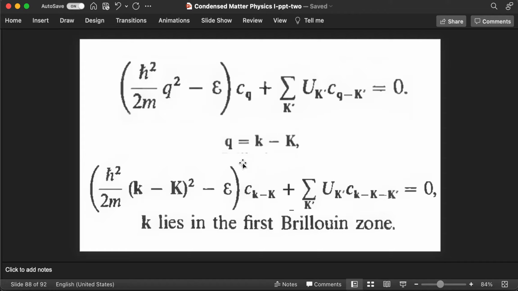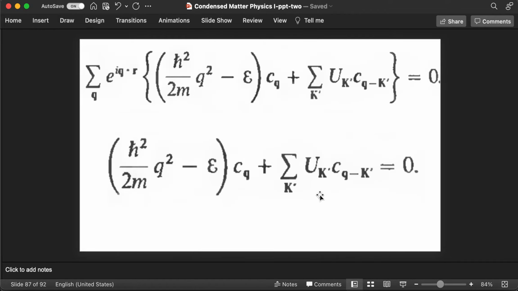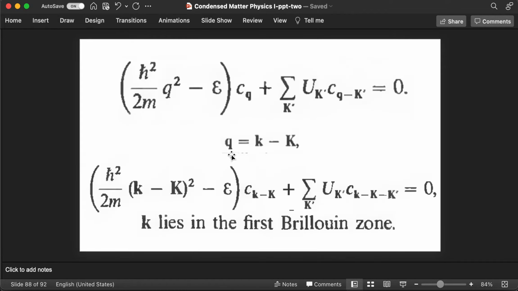Now, given this, what we can do is take this q, which is a wave vector of the electron, and reduce it by a reciprocal lattice vector. So you write this wave vector of the electron as some k minus capital K, which is the reciprocal lattice vector.